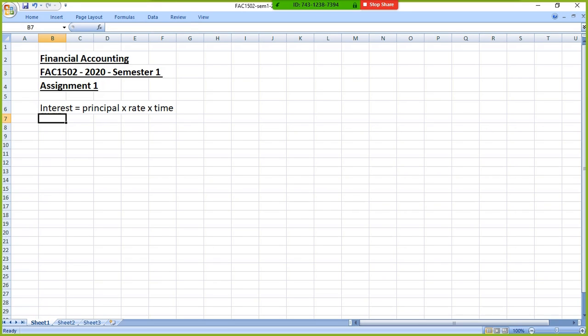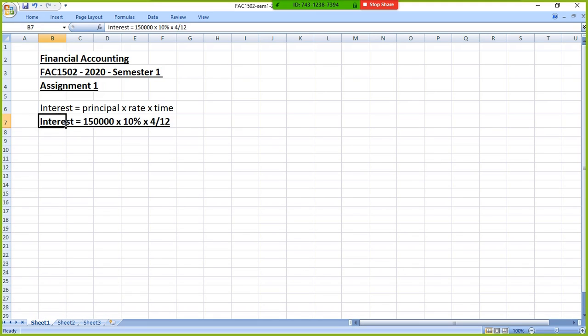150,000. Yes, the total amount outstanding. Right. Okay, what was the rate? 10%. Good. What is the time? Times 4/12. Good. Okay, well done. So that's the working that you would do to determine the interest.